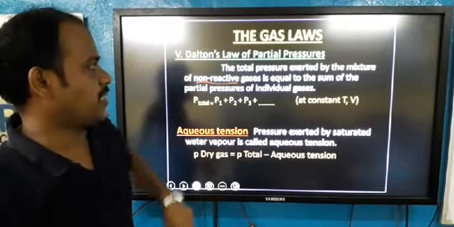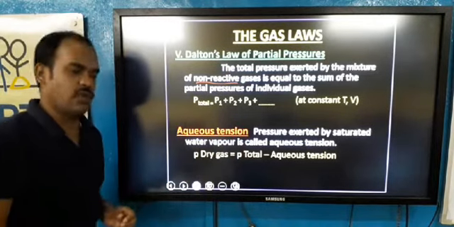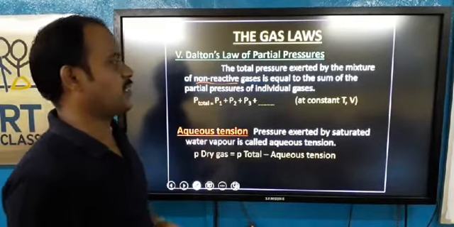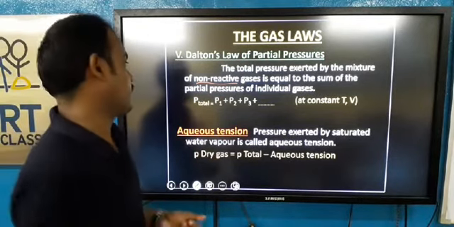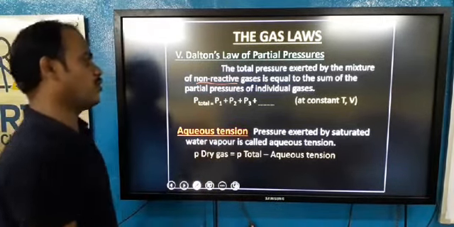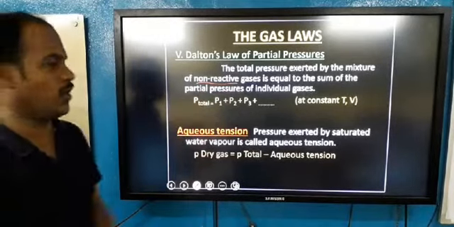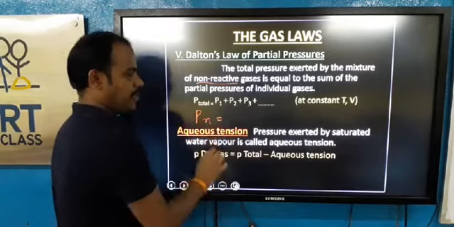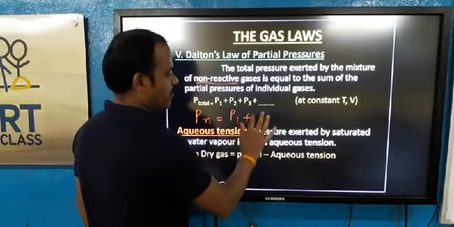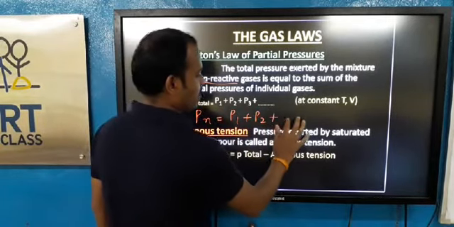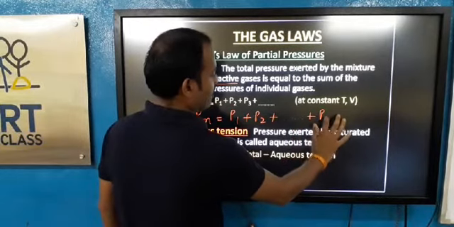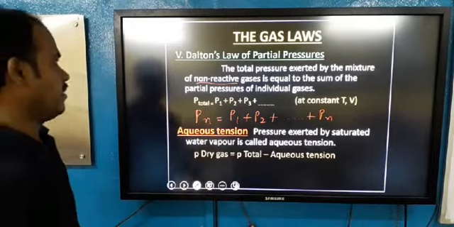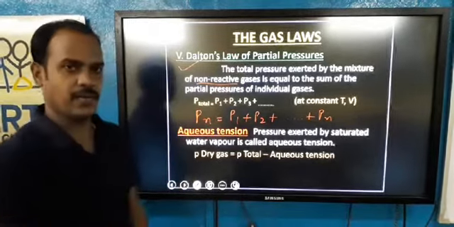So the total pressure exerted by the mixture of non-reactive gases is equal to the sum of the partial pressure of individual gases. It means P total is equal to P1 plus P2 plus P3 and so on. If there is n number of gases, then P total is equal to P1 plus P2 plus up to Pn for n number of gases. This will be the equation. So this is Dalton's law of partial pressure.